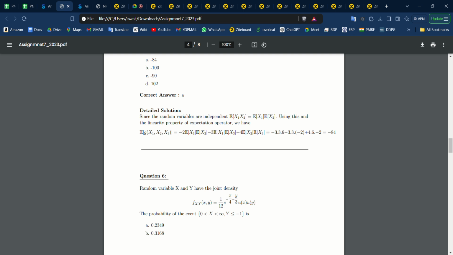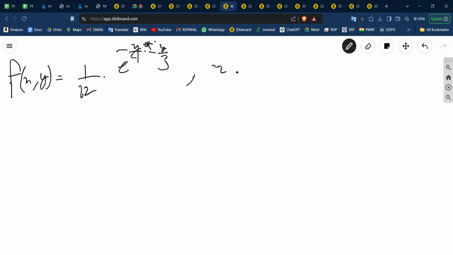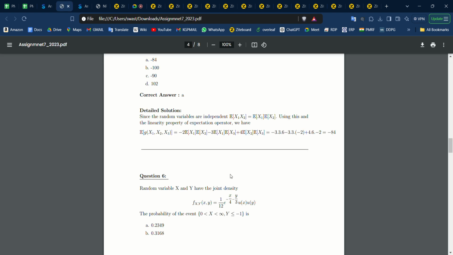So okay, let's start with the random variables which have a joint density of 1/12 e^(-x/4) times e^(-y/3), between 0 to infinity for both variables. So what's the joint density? The joint density is 1/12 of e^(-x/4 - y/3), and x and y are both positive. That is signified by u(x) and u(y).